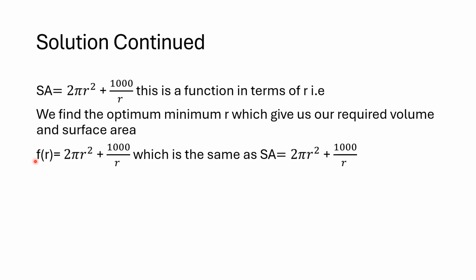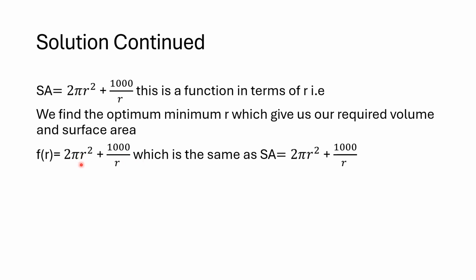So f of r is 2 pi r squared plus 100 over r. It's the same as saying SA is equal to 2 pi r squared plus 100 over r, because this is just a function. It's just an f of r. So what we do is differentiate this function and equate it to 0, and we will find either the minimum or maximum of that expression, right?